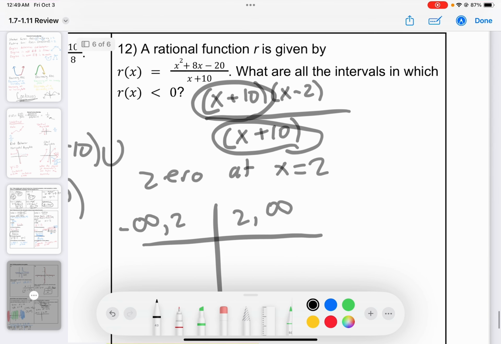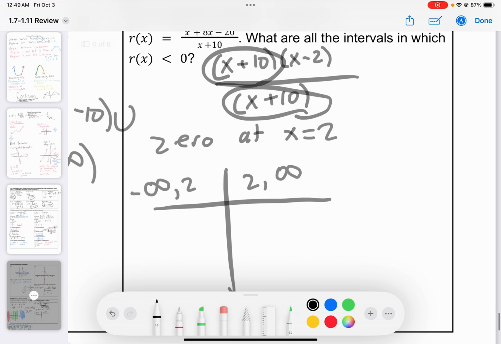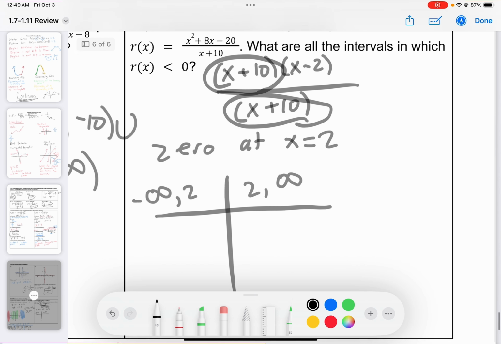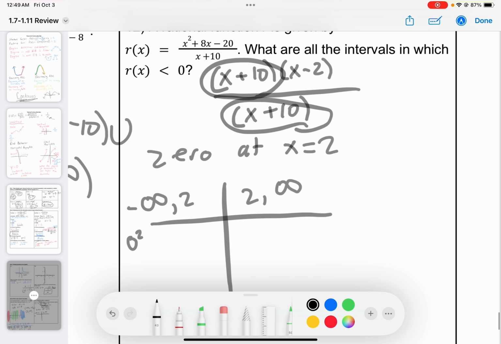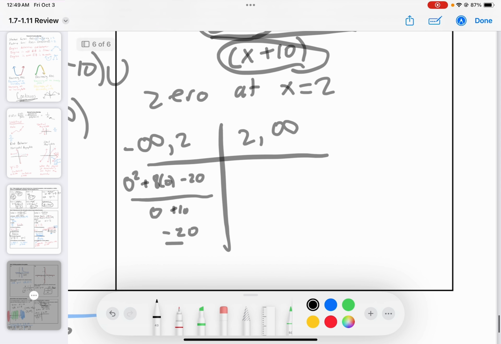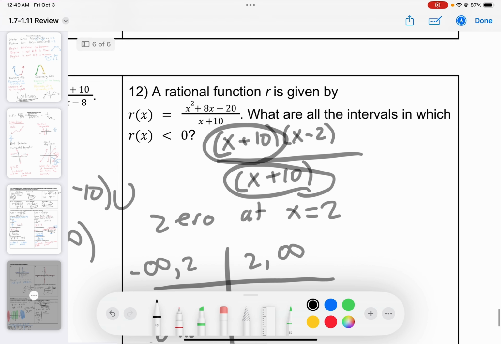Give me a number between negative infinity and 2. How about 0? So we get 0 squared plus 8 times 0 minus 20 all over 0 plus 10. That turns into negative 20 over 10, which is a negative number. So we're negative there.